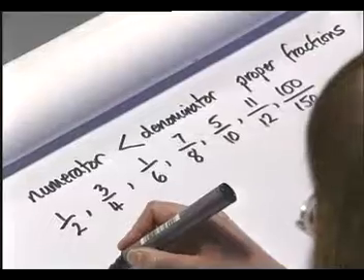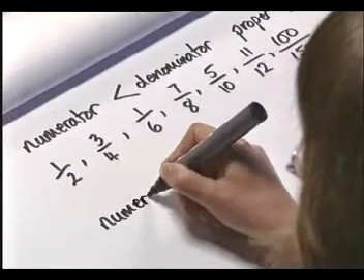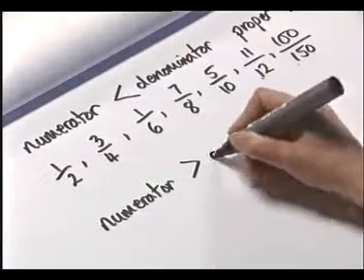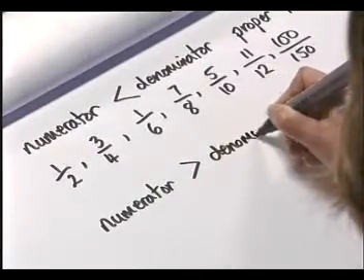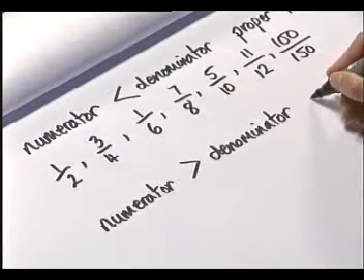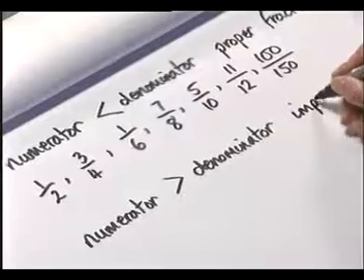Now, if the numerator is greater than the denominator, then the fraction is called an improper fraction.